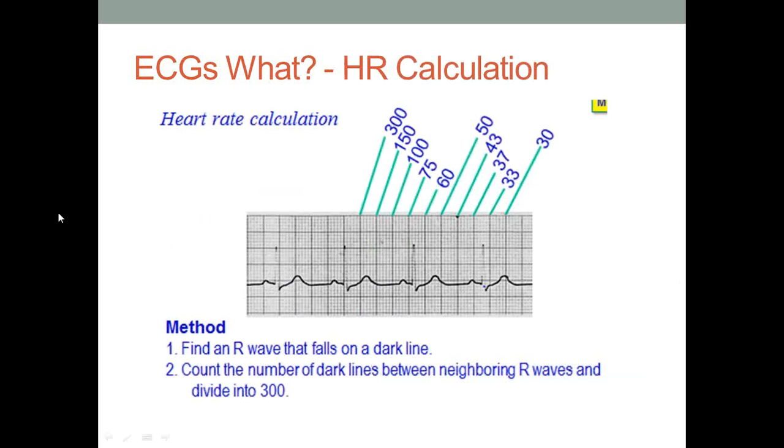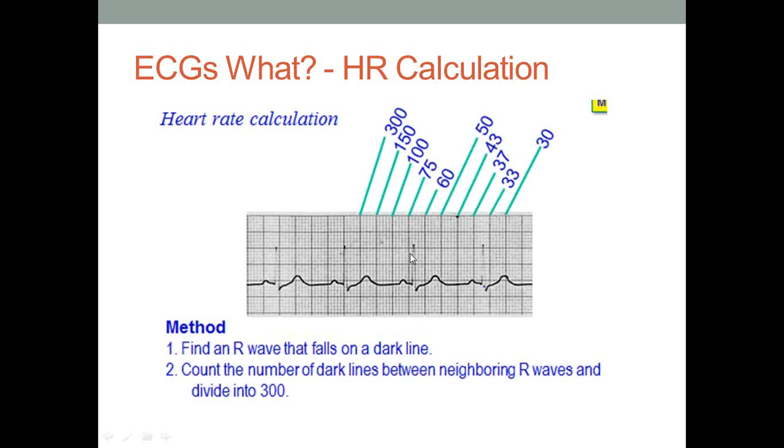So here's another slide to sort of demonstrate that counting method. So this is the method that I would choose to use. So look at this QRS complex right here that falls on one of those dark lines on the ECG paper. And one of the dark lines, again, denotes one of the big boxes. So this QRS complex falls on this dark line. The next QRS complex doesn't fall until way over here. So let's start counting. That first QRS complex is 0. The next dark line is 300. Next dark line is 150. Next dark line is 100. Then 75. And then 60.